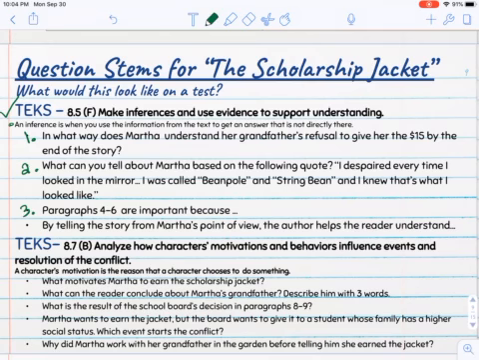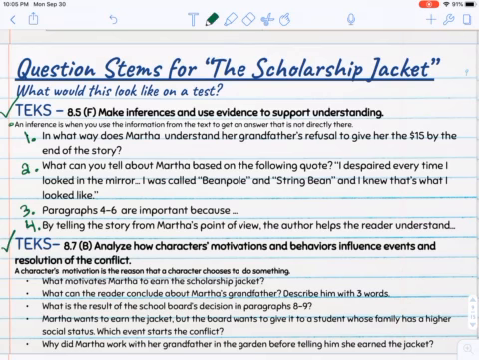3. Paragraphs 4 through 6 are important because look at the main idea and figure out what's important about them. 4. By telling the story from Martha's point of view, the author helps the reader understand what information is known because it's from Martha's point of view.